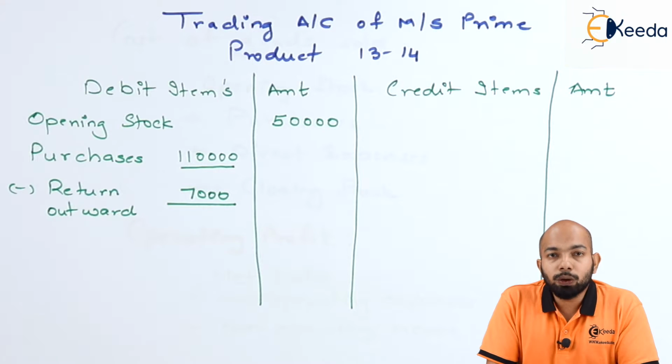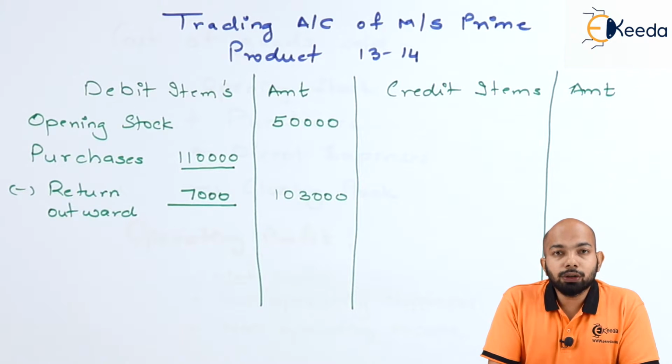The net value will be reflecting in the outer column. Let's go ahead and find out how much is the net value that is supposed to be recorded. 1,10,000 minus 7,000. That means a total of 1,03,000 will be mentioned in the outer column. That is the total of net purchases done. After this, we'll further go ahead with preparation of trading account.